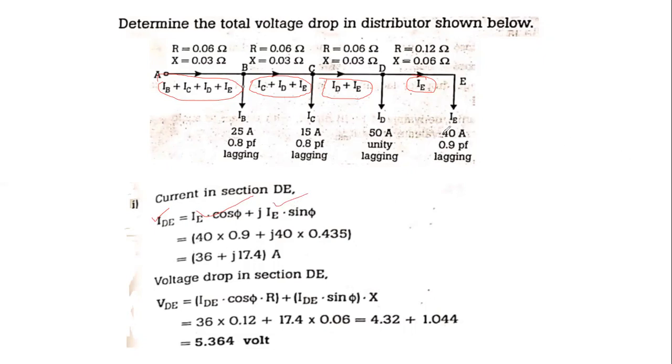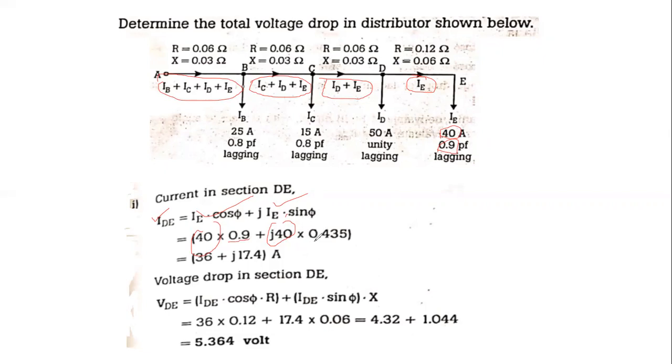What is the load current at the E point? That is 40 amperes, and this is also j40 amperes. And what is the cos phi value? At that load point E, we have cos phi equal to 0.9. Then we substitute cos phi equal to 0.9.